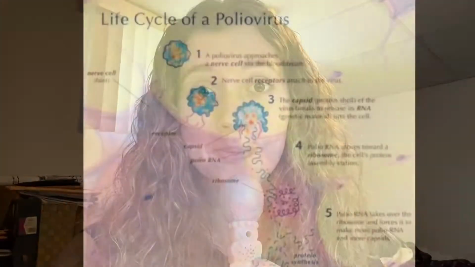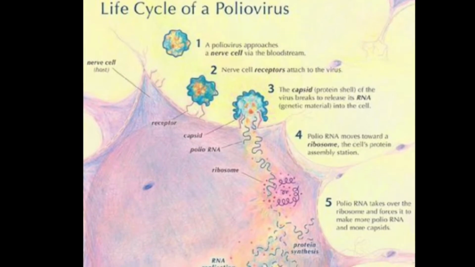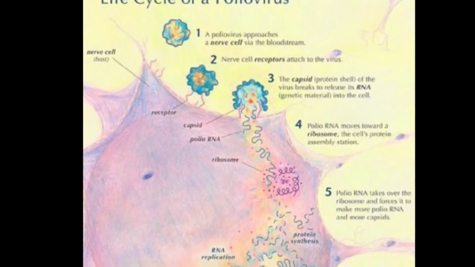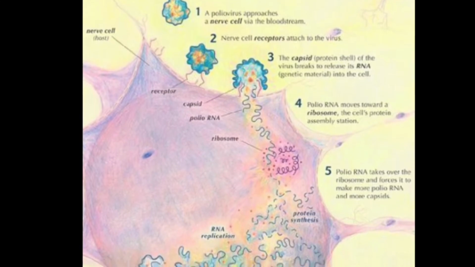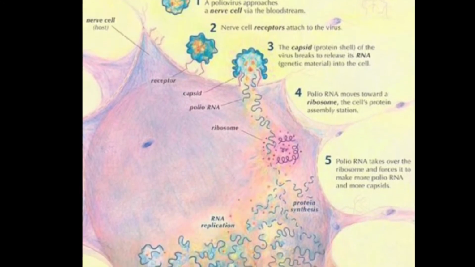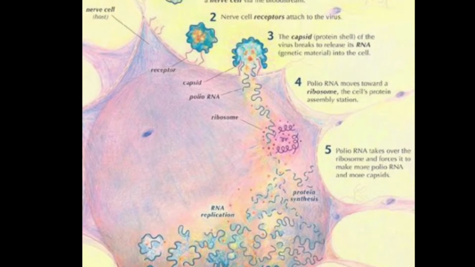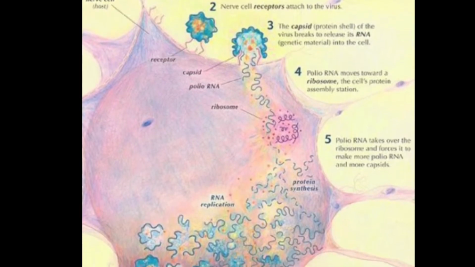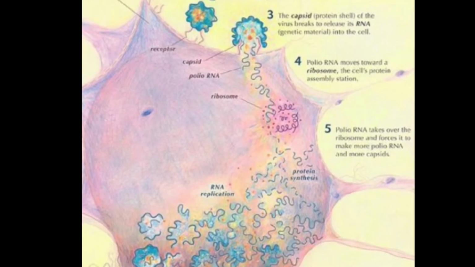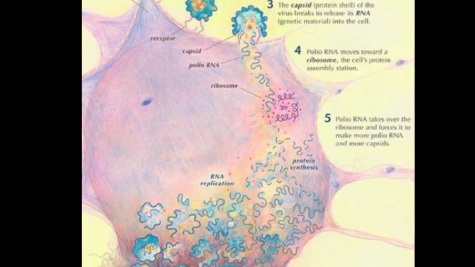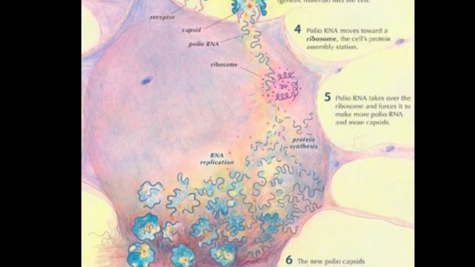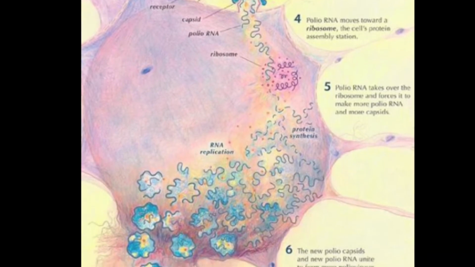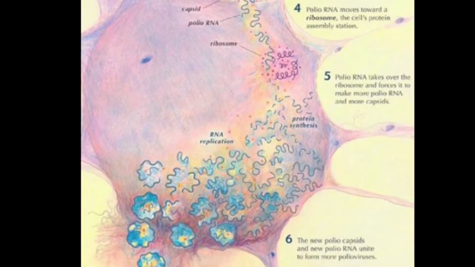Last but not least, what is its life cycle? Here's an image of the life cycle of a poliovirus, and since the words are a little too small for you to read, I will read out the steps from 1 to 7. 1. A poliovirus approaches a nerve cell in the bloodstream. 2. Nerve cell receptors attach to the virus. 3. The capsid, protein shell, of the virus breaks to release its RNA, genetic material, into the cell.